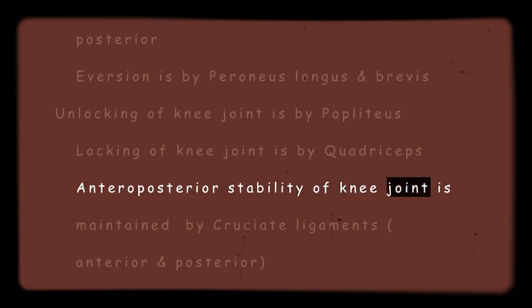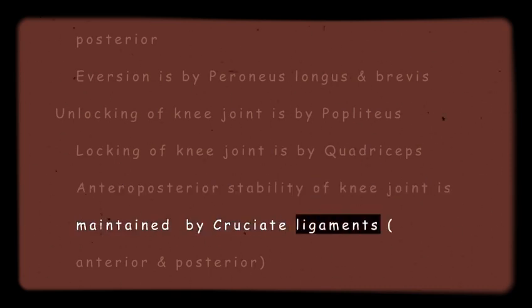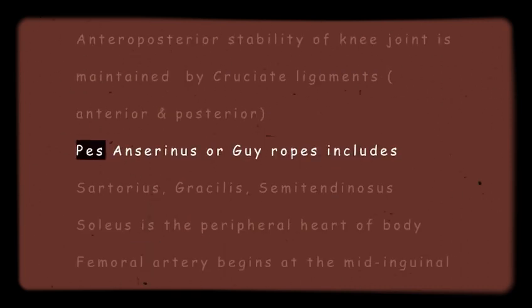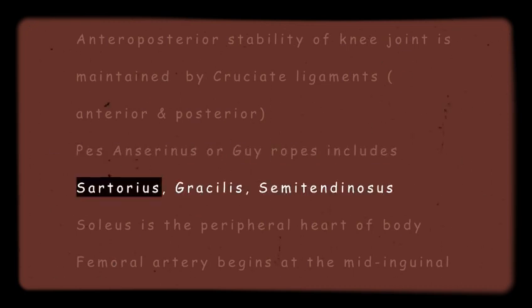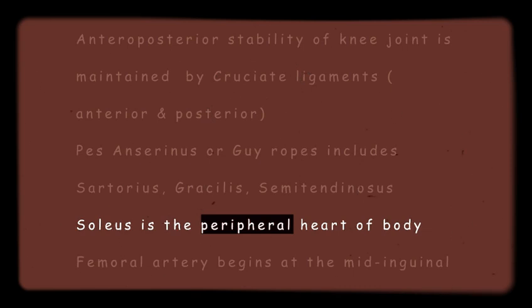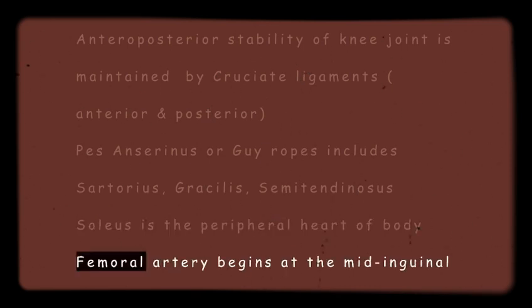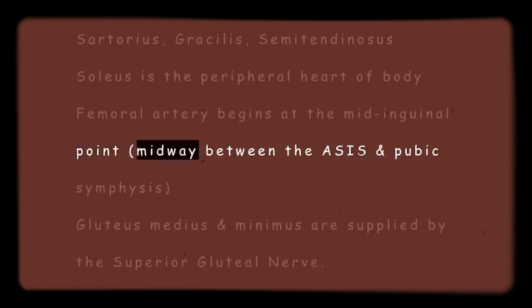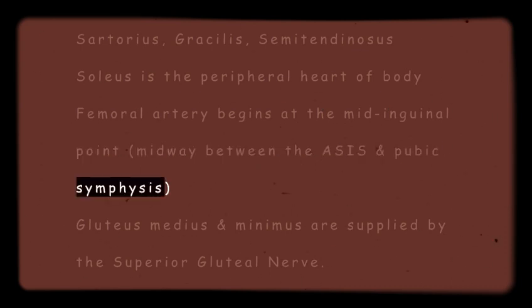Anteroposterior stability of knee joint is maintained by cruciate ligaments, anterior and posterior. Pes anserinus or guy ropes includes sartorius, gracilis, semitendinosus. Soleus is the peripheral heart of the body. Femoral artery begins at the mid-inguinal point, midway between the ASIS and pubic symphysis.